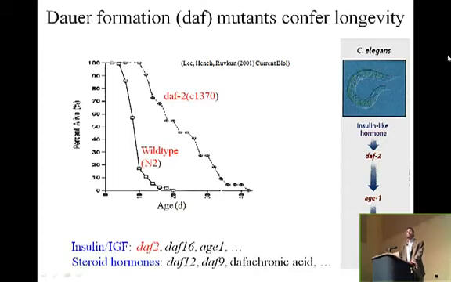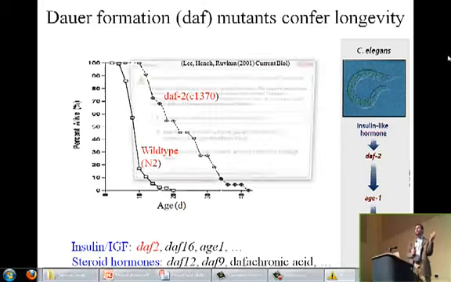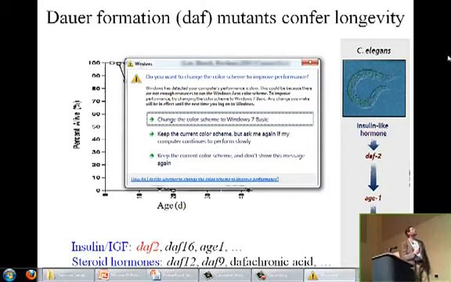And this was cloned by Ruvkun and by Kenyon separately, and it turned out that this DAF2 encoded an insulin-like receptor. And then people sat up. Insulin in aging? This was important. So that's the theme here.